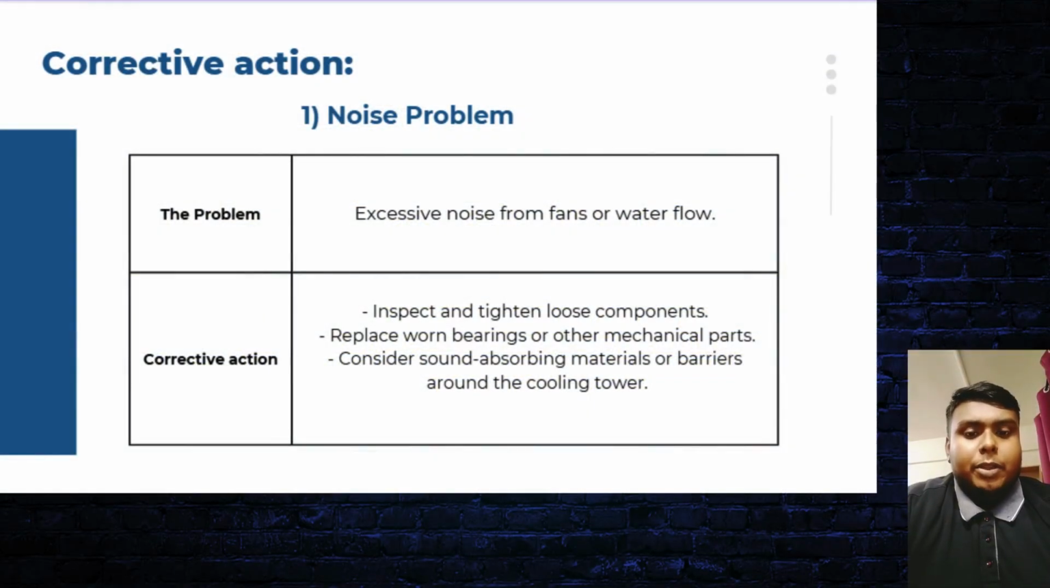Hi doctor, my name is Sugantan. Now I want to present about the corrective action in cooling tower. Corrective action number one is noise problem. The problem is excessive noise from fans or water flow. The corrective action is to inspect and tighten loose components, and replace worn bearings or other mechanical parts. The last is to consider sound absorbing materials or barriers around the cooling tower.